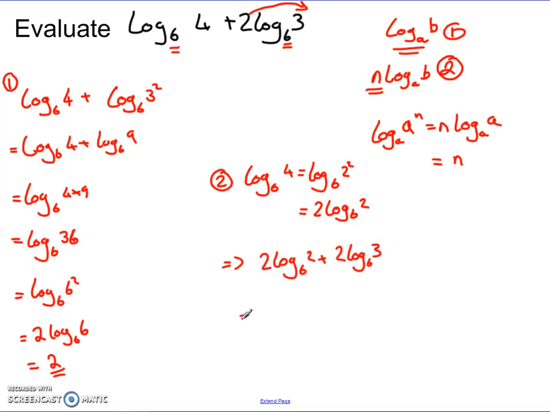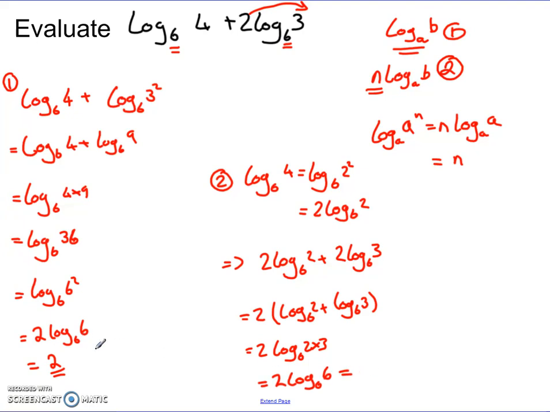If I take the 2 out as a common factor, that then becomes 2 times bracket log to the base 6 of 2 plus log to the base 6 of 3. And I can then use my addition rule to get these two together with a product. So that then becomes 2 times log to the base 6 of 2 times 3, which is the equivalent of 2 times log to the base 6 of 6. Same answer as this. Log to the base 6 of 6 is 1. That just gives me an answer 2.